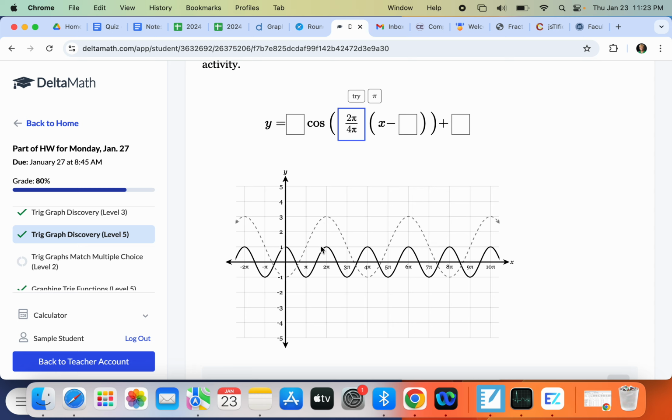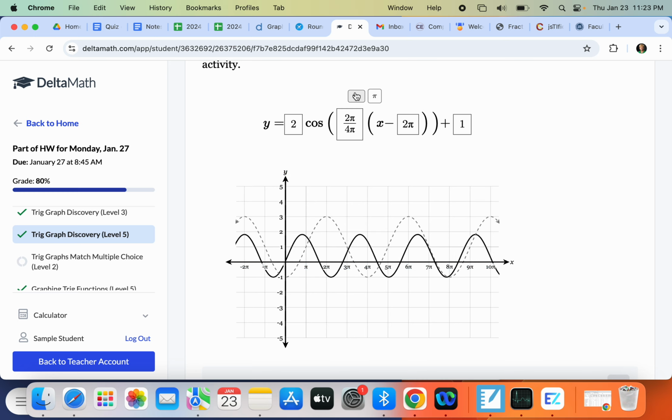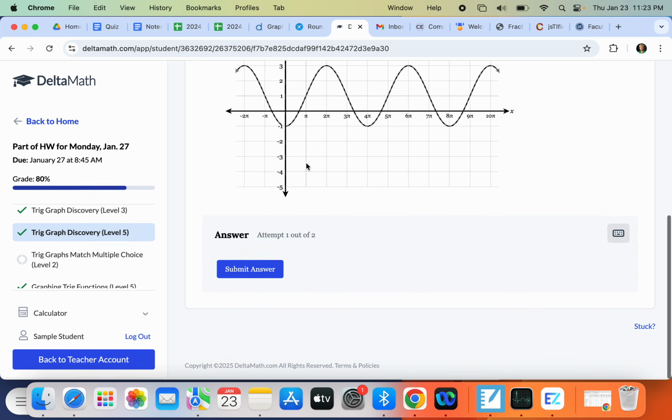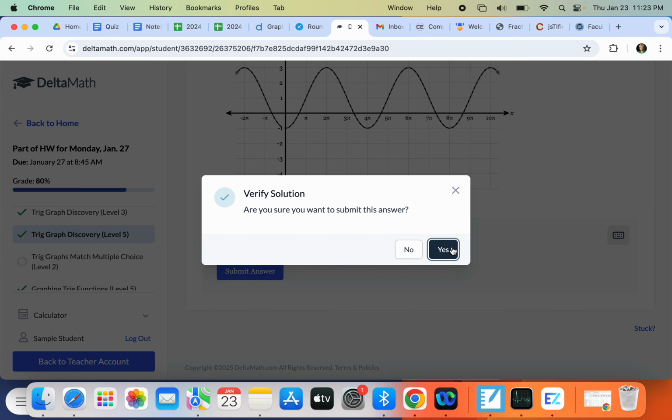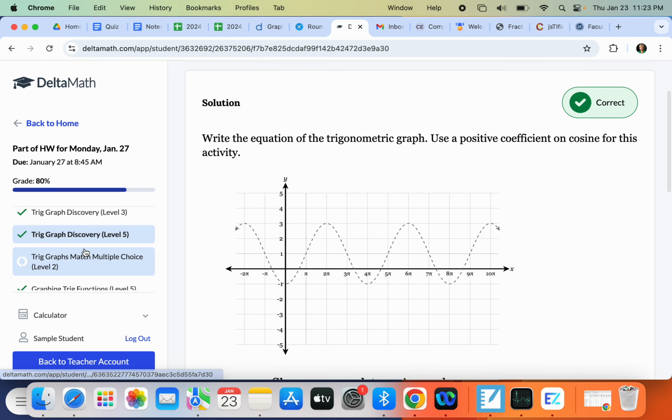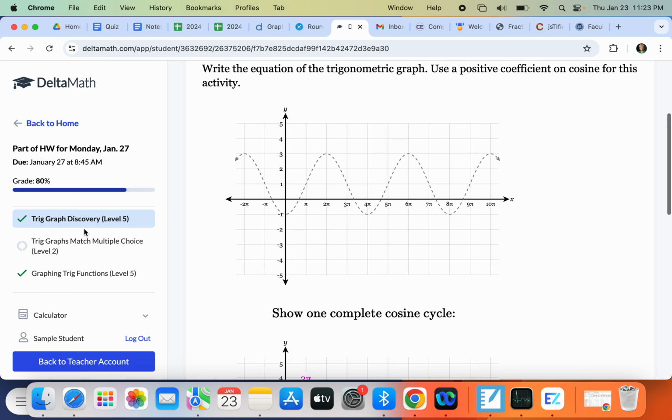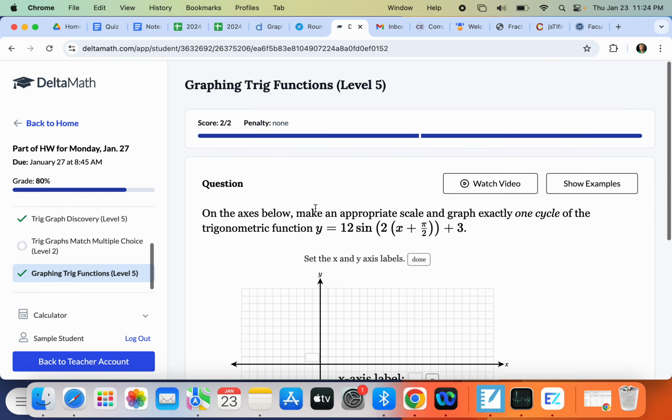Looks like the midline is 1, and we're going up and down 2. And the phase shift, this cosine starts over at 2 pi. So I'm going to say minus 2 pi. So what I'm looking at is where the cosine wave starts up, right here. All right, I'll leave the multiple choice for you, and then let's do this one.